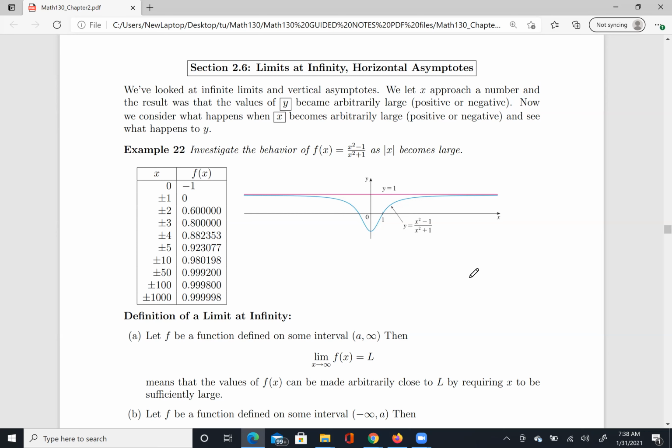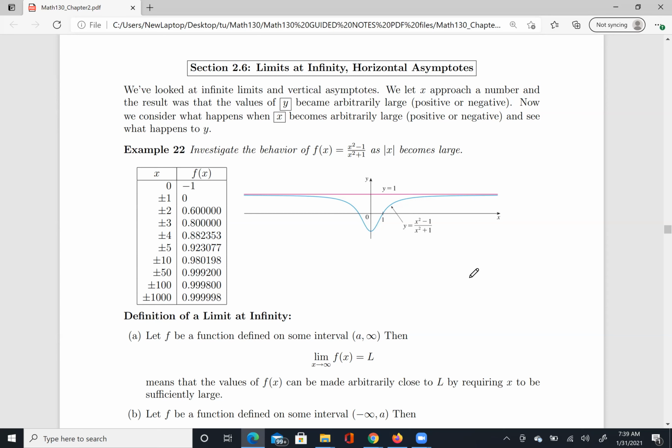And we let x approach a number, and the result was that the values of y became arbitrarily large, positive or negative. Now we consider what happens when x becomes very large, positive or negative, and see what happens to y, right?